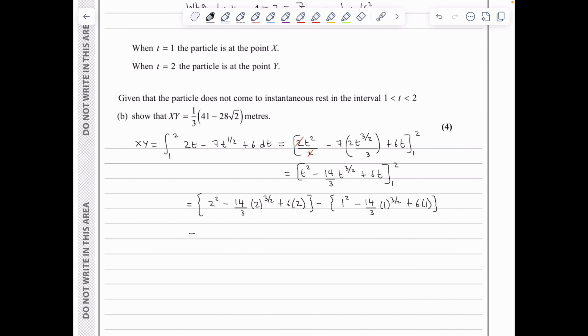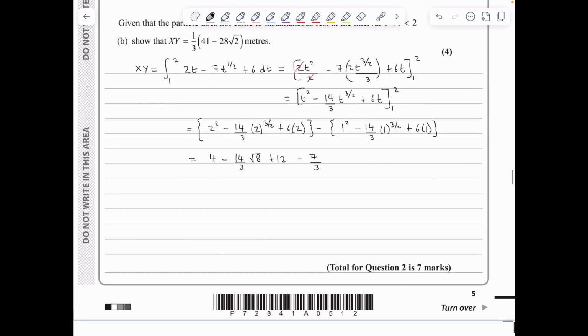So 2 squared is 4 minus 14 over 3. Now 2 to the 3 over 2 here is 2 to the 3 raised to the half. So it's 8 to the half, which is equal to root 8. So I'm going to write root 8 here plus 12. Now the lower limit substituted can simply be evaluated to give me 7 over 3. So we're looking at minus 7 over 3. And therefore we proceed. 4 plus 12 minus 7 over 3 is 41 over 3.